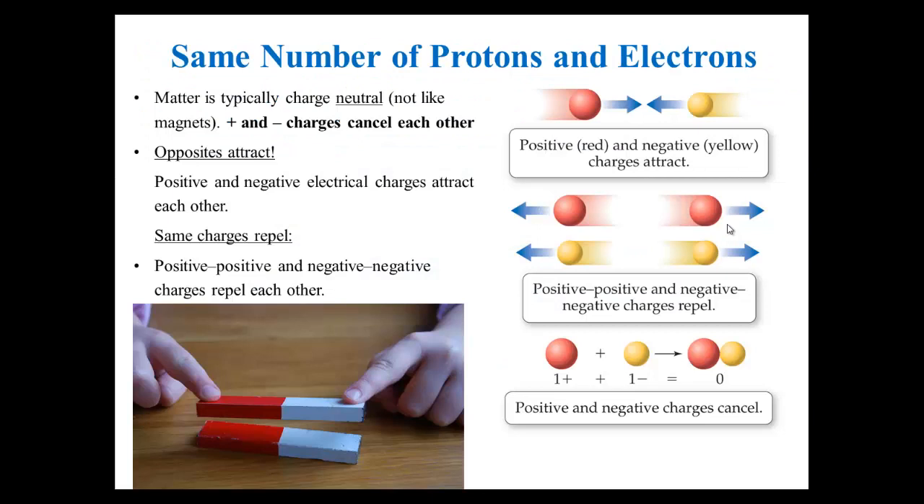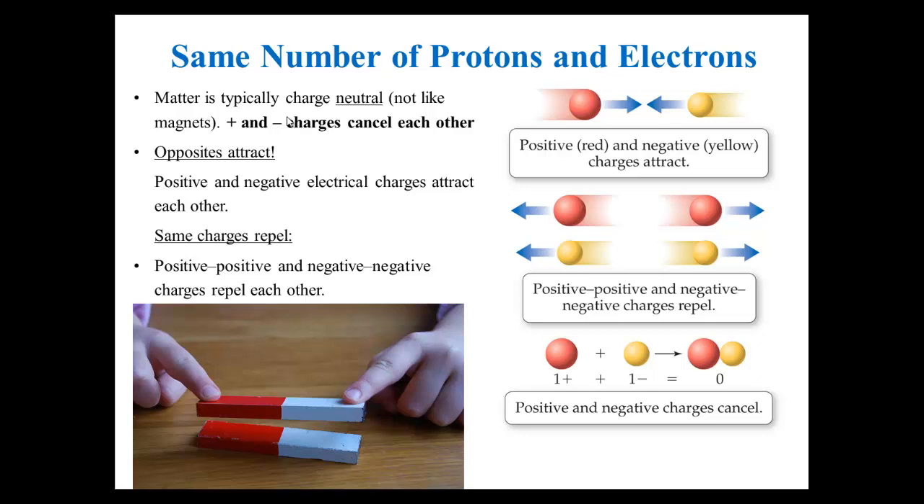The other interesting property about the atom you should be aware of is that there's the same number of protons and electrons. This is just because matter is typically charge neutral. Okay? They're not like magnets. You don't have your chairs trying to stick together, or things flying around in space landing against the wall. Things are charge neutral. And so what that means for you is that if there's a positive charge, there must be a negative charge to cancel out the charges.